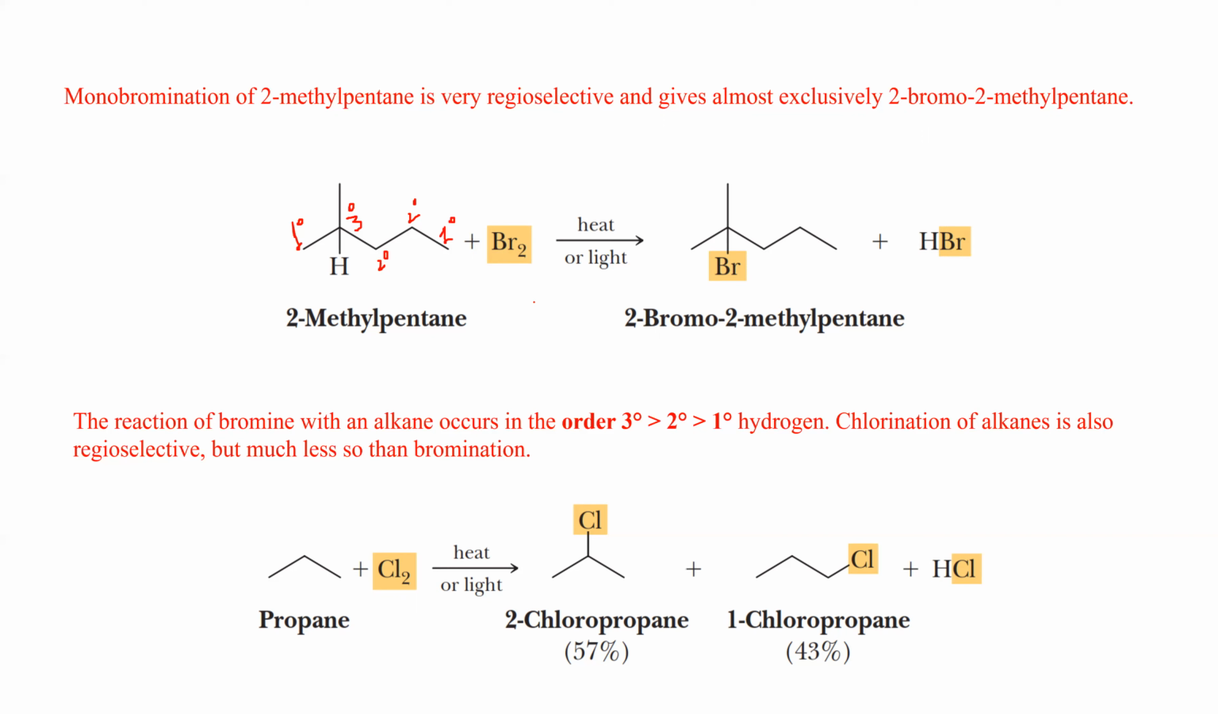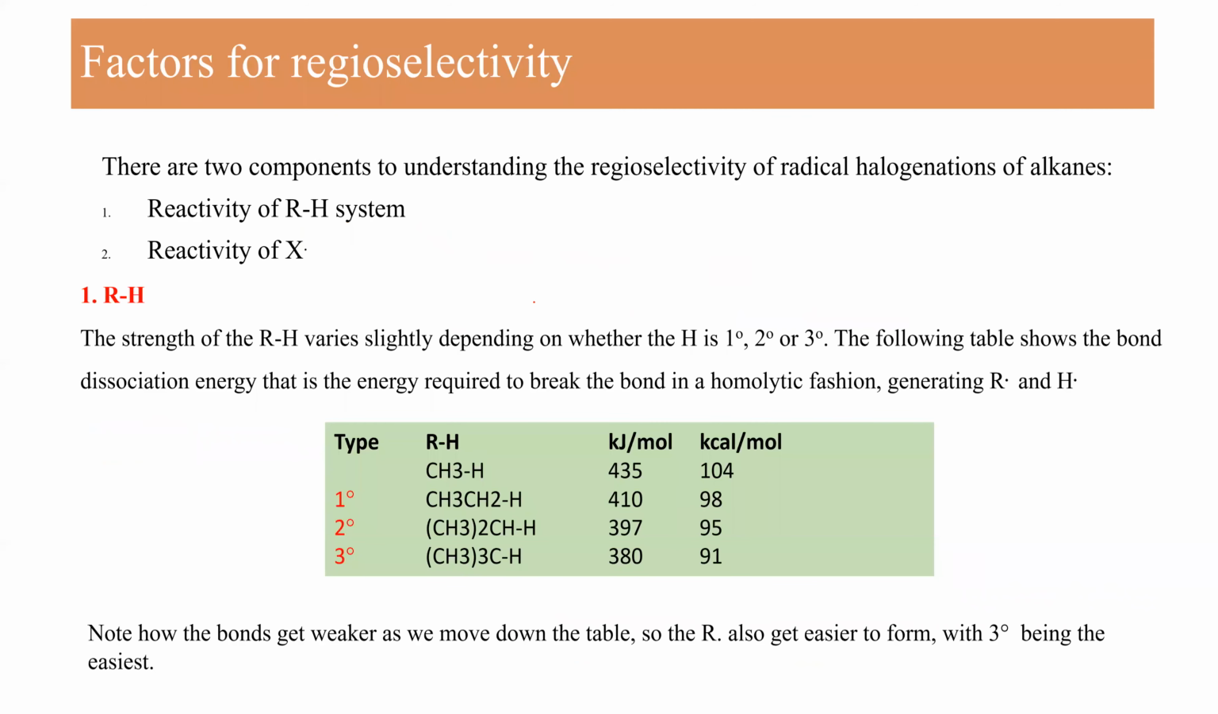I hope you have at this phase inferred that chlorine is less regioselective as compared to bromine, but again chlorine is also regioselective, right? So here we will see why that difference is happening. The factors which are influencing, which are affecting the regioselectivity, are majorly the two components to understand.